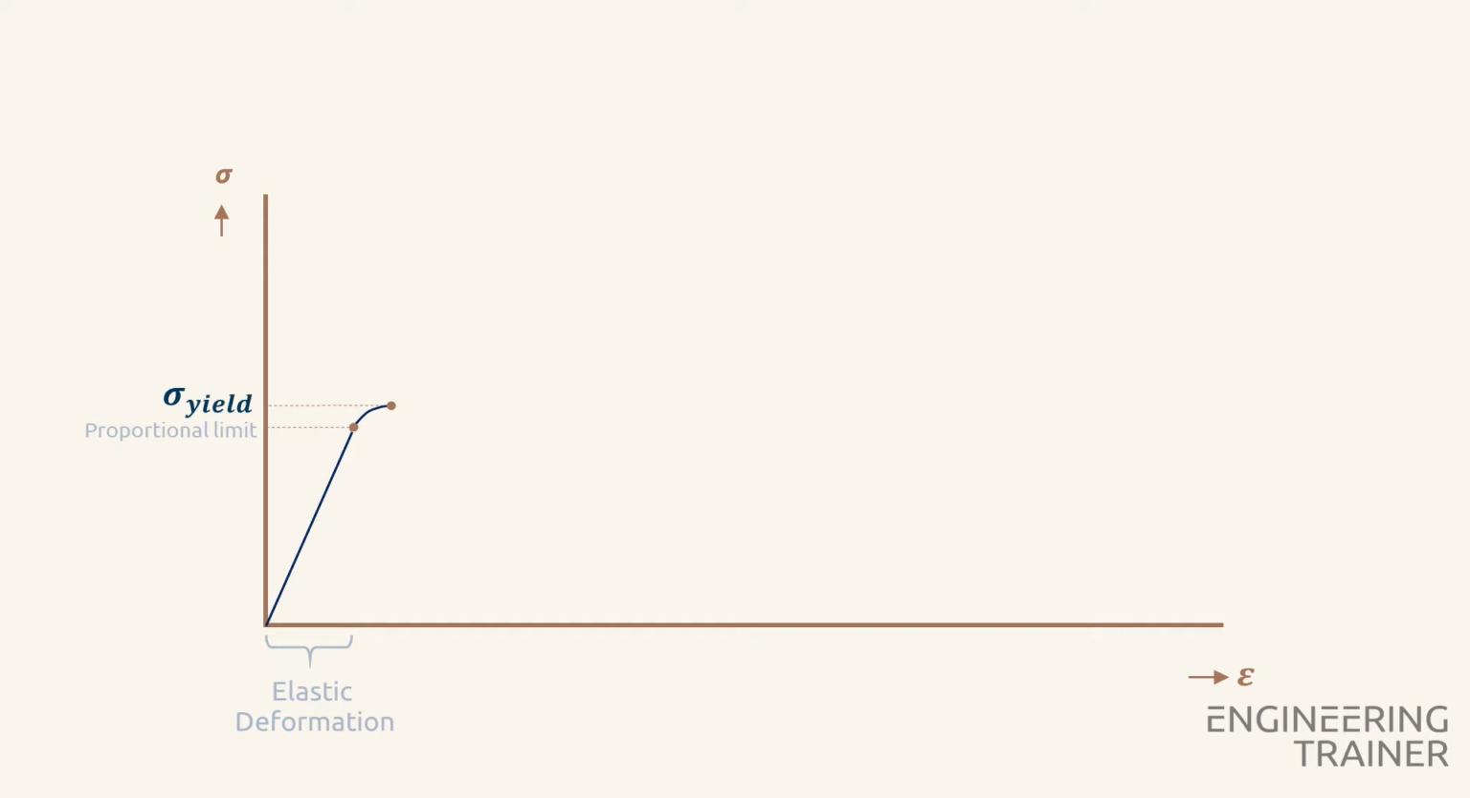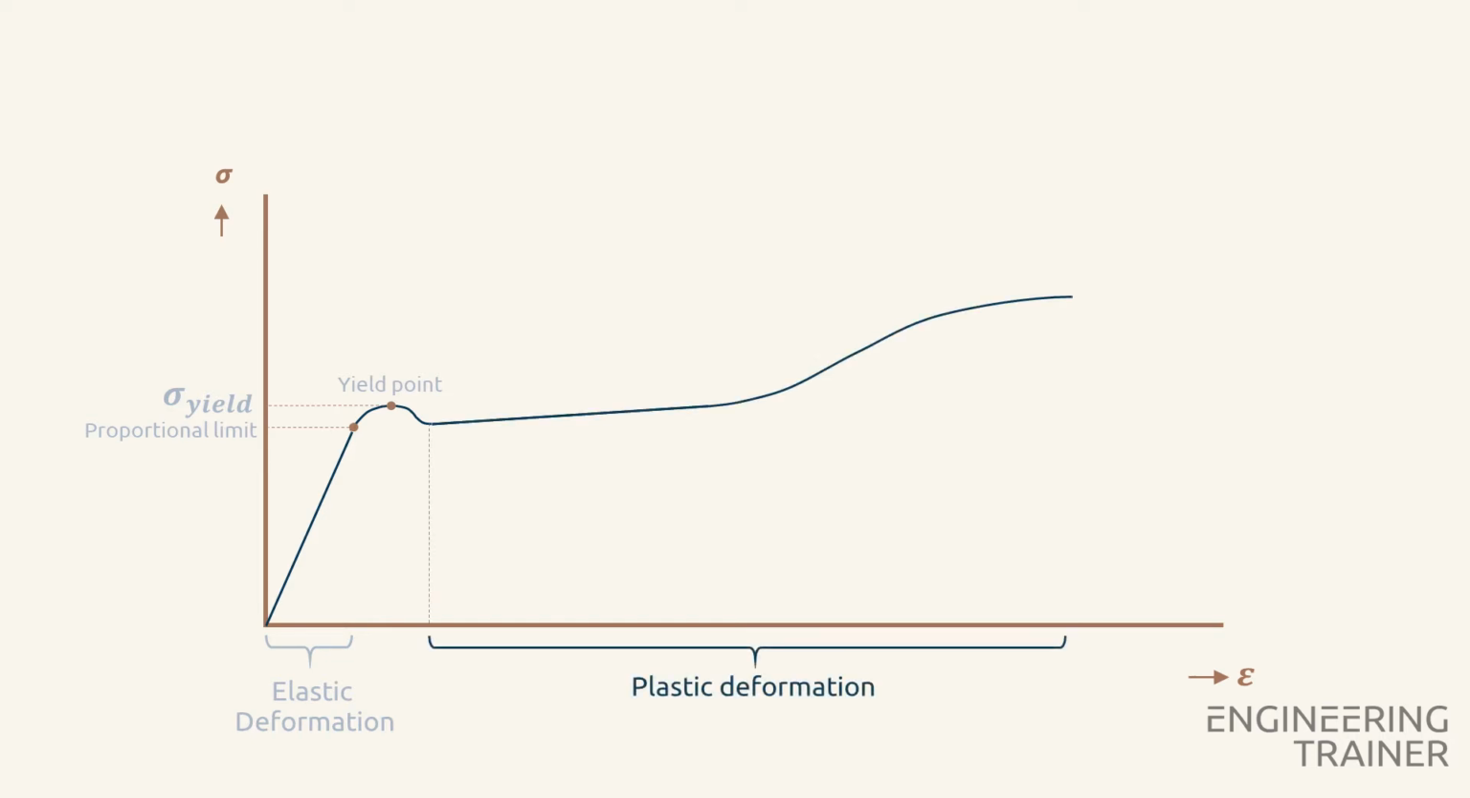For hard to read graphs, the yield point is typically determined by taking a strain offset of 0.2% and taking a line parallel to the elastic region. The cross-section of this new line with the material data is defined as the yield strength at 0.2% offset. The curve now typically drops somewhat and we enter the region of plastic deformation or strain hardening.